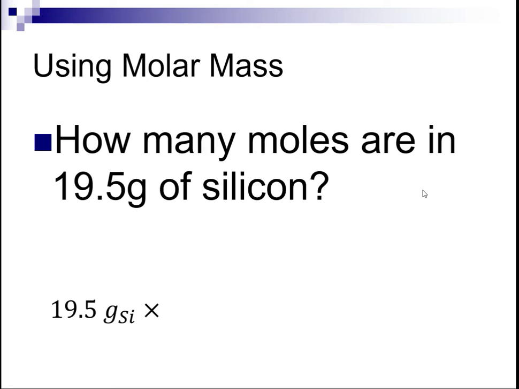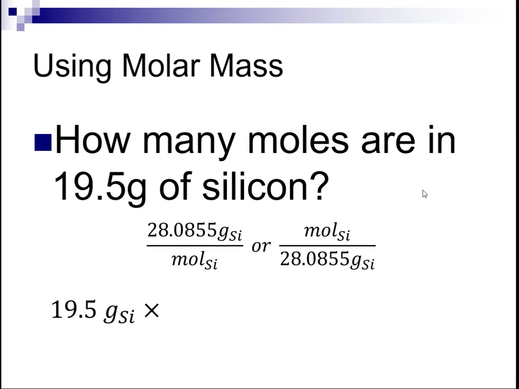Here's a question. How many moles are there in 19.5 grams of silicon? Well, silicon is an individual element. So much like all of our other dimensional analysis problems, we're going to start by having our 19.5 grams. And then we're going to consider our conversion factors. If you look at the silicon block on the periodic table, you see 28.0855. That means there's 28.0855 grams of silicon in a mole of silicon. So we're going to need to use one of these two conversion factors. Since we have grams, we want to use the one that has grams at the bottom so the grams can cancel. So we're going to use the second one.